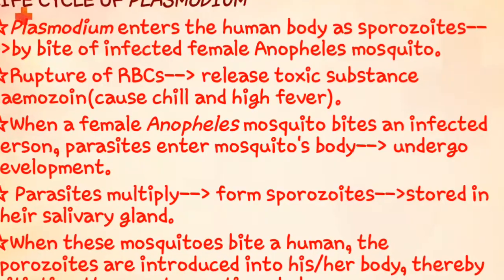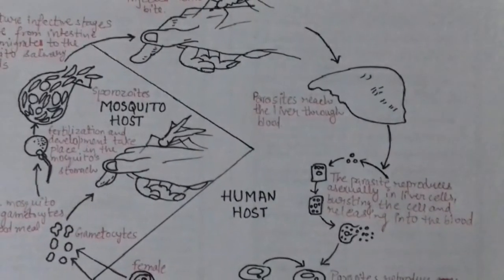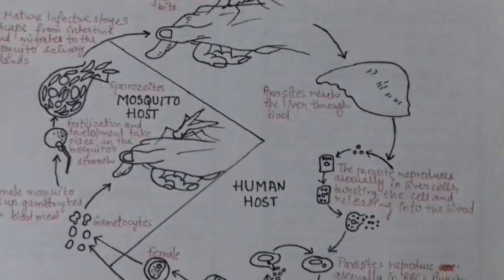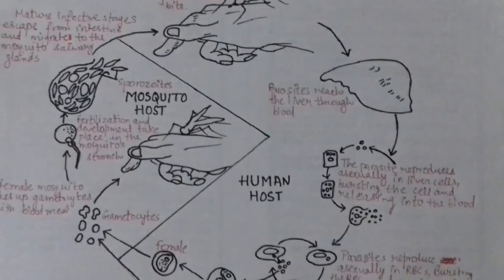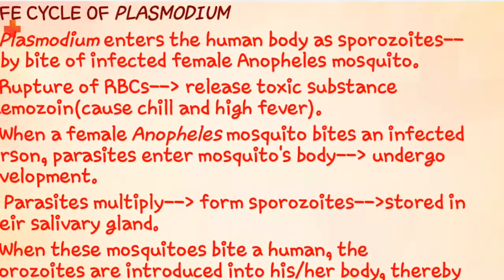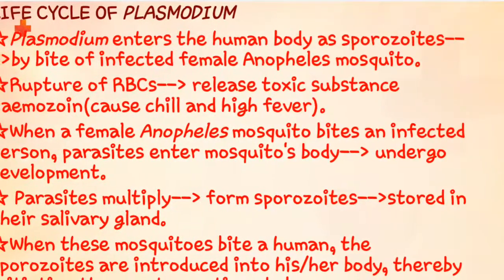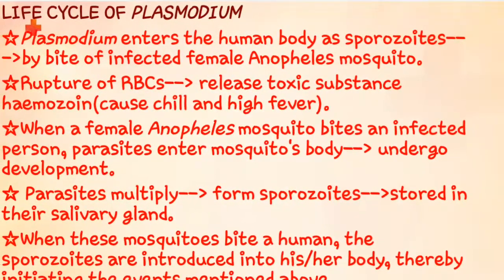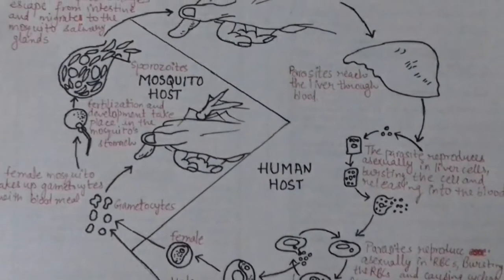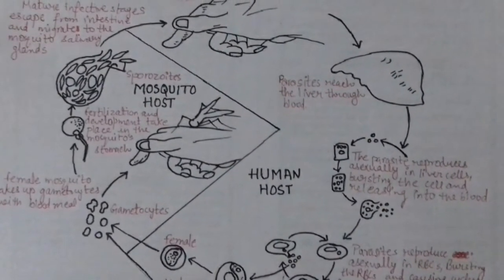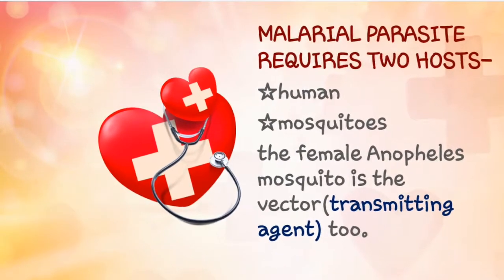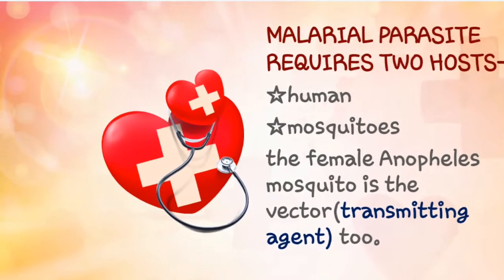When a female Anopheles mosquito bites that infected person, these parasites enter the mosquito's body and further development takes place. The parasite develops to form sporozoites that are stored in its salivary glands. When this mosquito bites a human, the sporozoites are transferred into his or her body, thereby initiating the events that we have discussed. Malarial parasite requires two hosts, human and mosquito, to complete its life cycle.